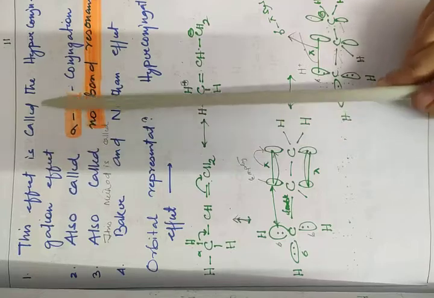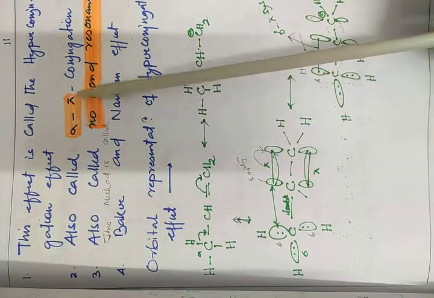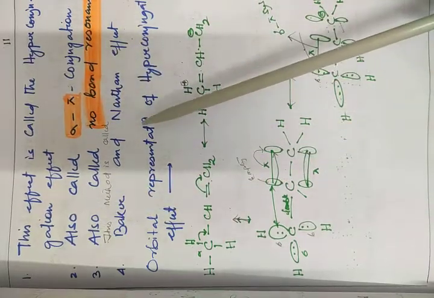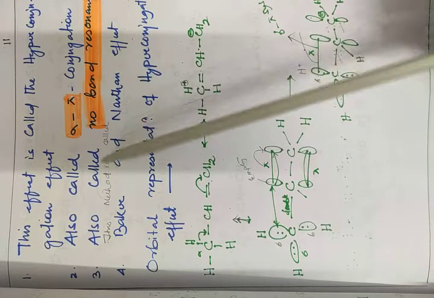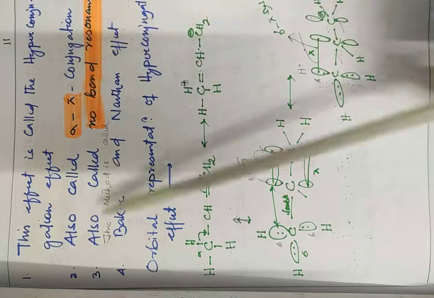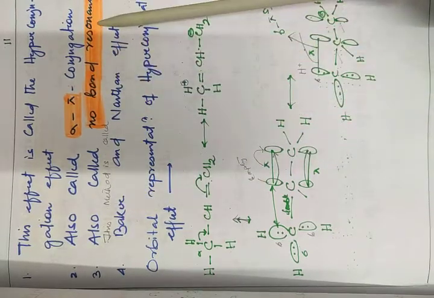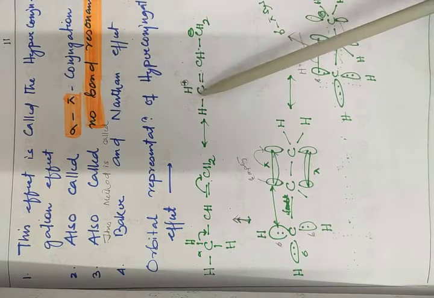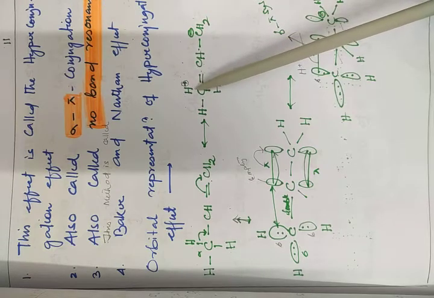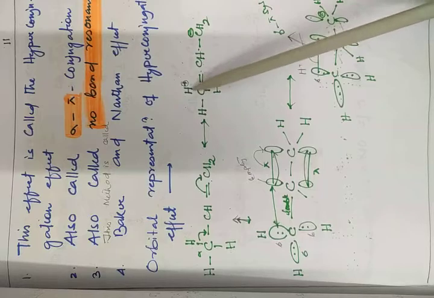Now this effect is called the hyperconjugation effect and is also called sigma-pi conjugation. That means a double bond is there, and a single bond is also there. Because of that we call it sigma and pi conjugation. The third point, it is also called no bond resonance. I already explained that. See, one example here: between this carbon and hydrogen a no bond is there.